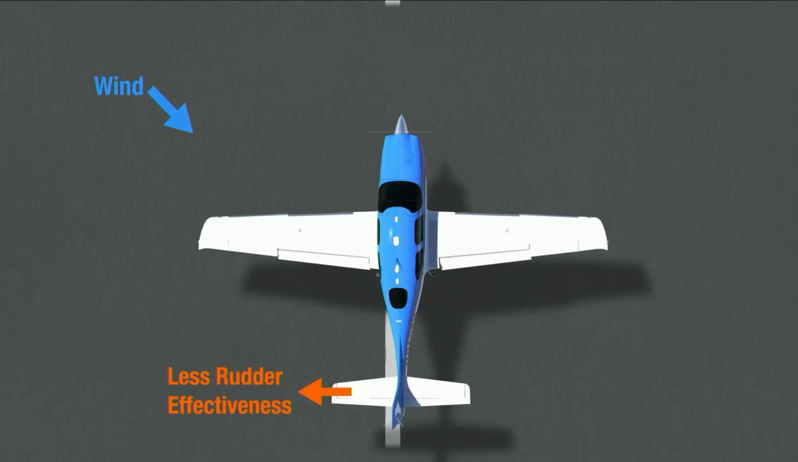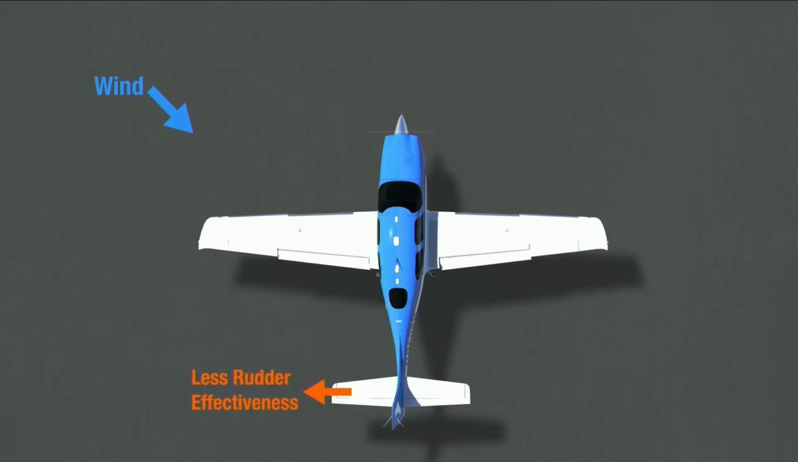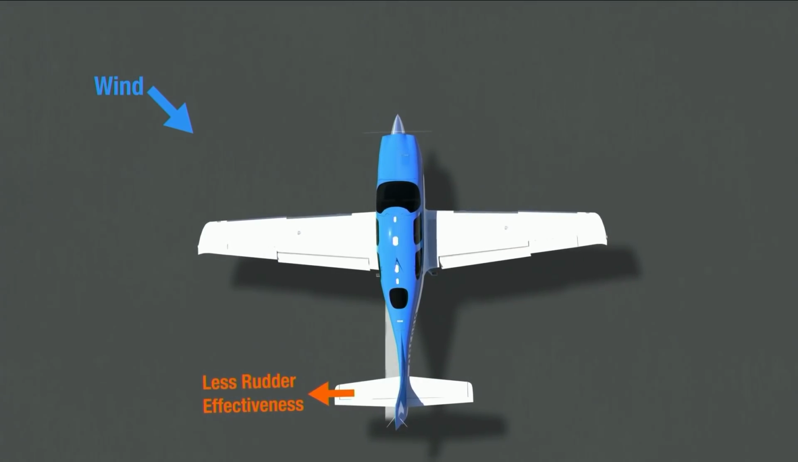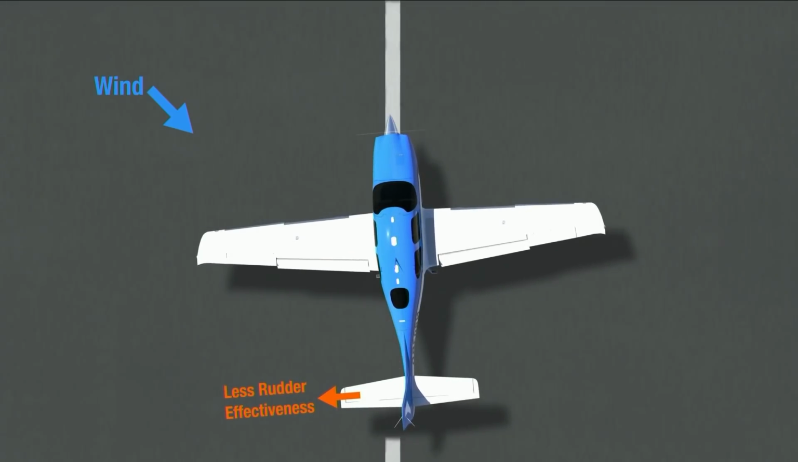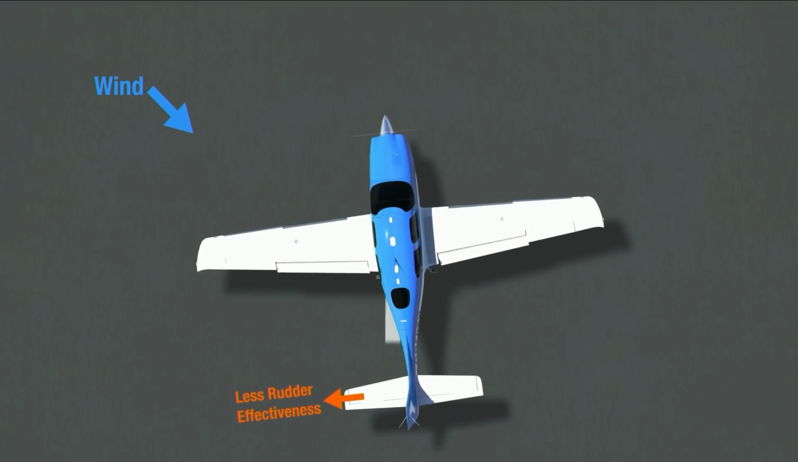So as opposed to maybe being deflected like this, you'll end up having to deflect more as you get slower. And eventually, you're going to run out of rudder effectiveness. You'll know that that's happening because you have full rudder in and you can no longer keep the nose aligned with the runway center line.